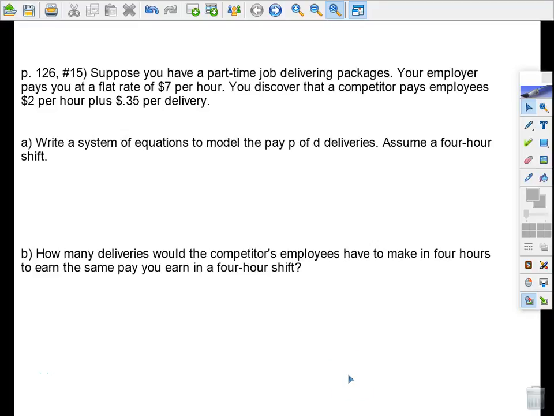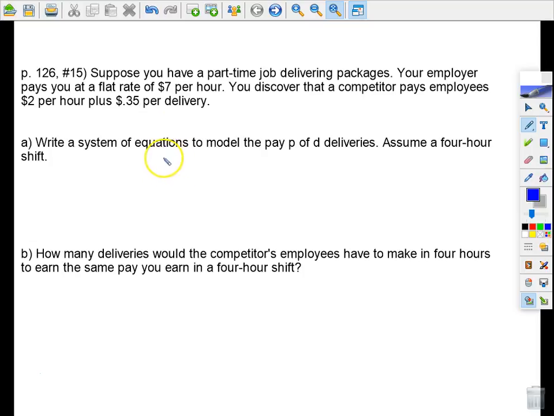I thought I would provide you with a little help on a couple of these word problems that we did not set up in class. So this is, as you can see, number 15 on page 126. The idea here is to come up with a system of two equations that will model both your employer's pay rate, how your employer pays, versus this other competitor and how they pay their employees.